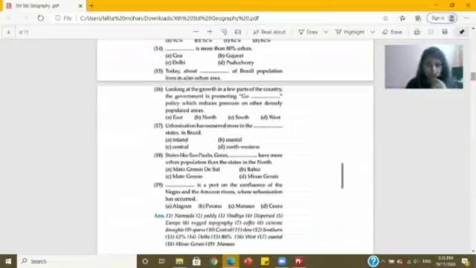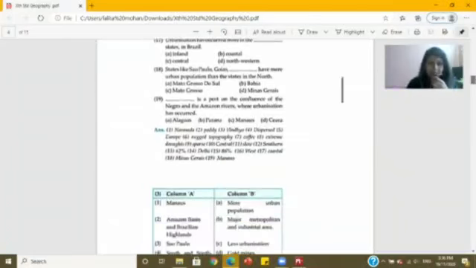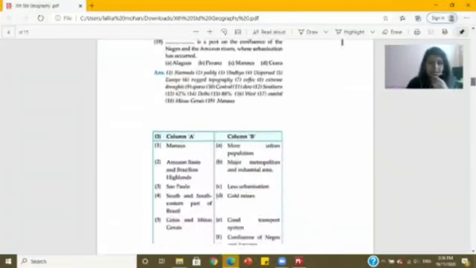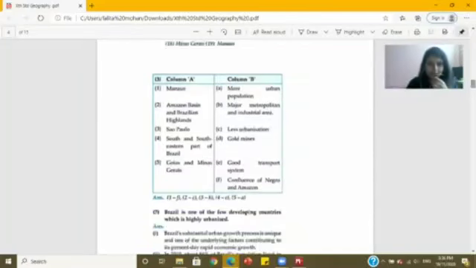Answer is coastal. 18. States like Sao Paulo, Goiás, Minas Gerais have more urban population than the states in the north. Question number 19. Dash is a port on the confluence of the Negro and Amazon rivers where urbanization has occurred. Answer is Manaus. So these were the select the correct alternative.